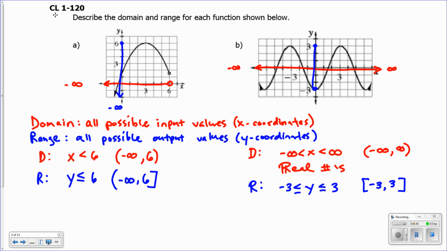It's that easy. This is closure problem 1-120. You will definitely have to do domain and range tomorrow or whenever you take your test.